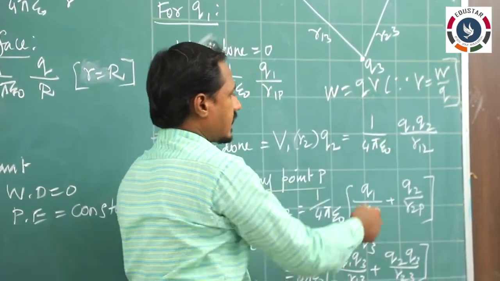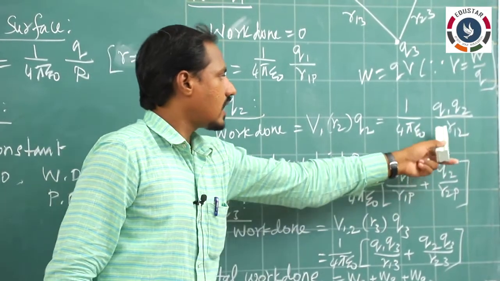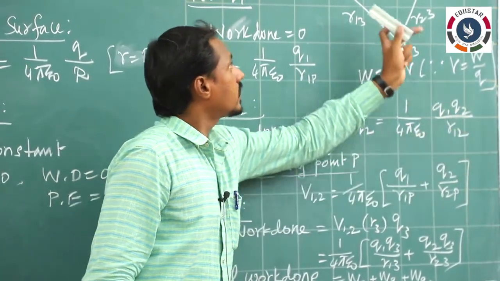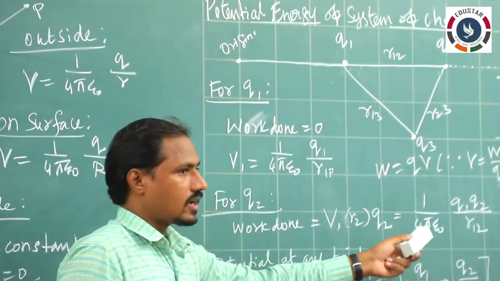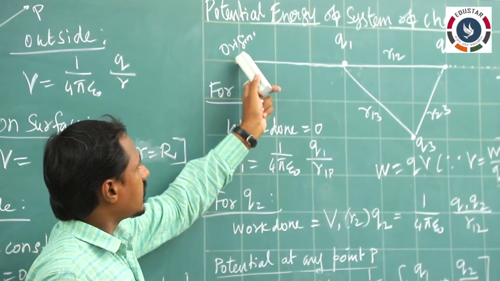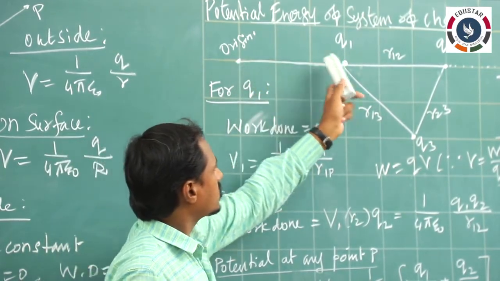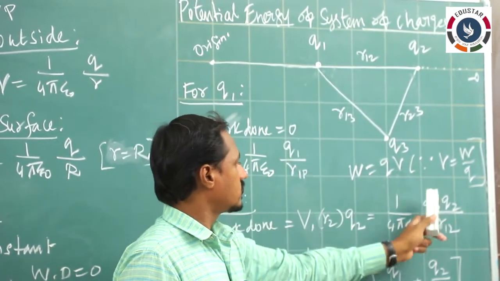So, totally we can write 1 by 4 pi epsilon naught Q1 Q2 by R12, where R12 is the distance between Q1 and Q2, this distance. So, we can write R12 equals R2 minus R1. From the origin the distance for Q1 is R1 and the distance to Q2 is R2. So, R2 minus R1 gives R12.